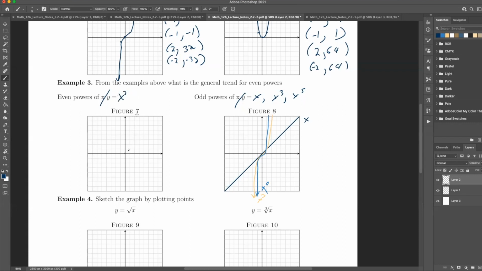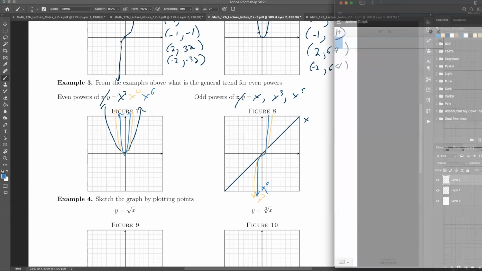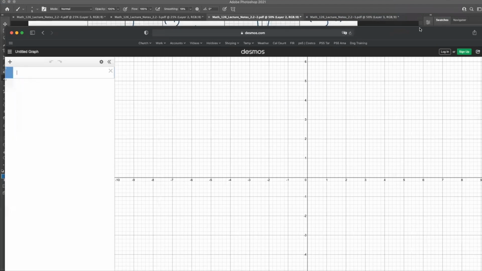So x squared looks vaguely like this. x to the 4th will be a little bit sharper. And then here, if I did x to the 6th, it's even sharper still. Okay, and I want to show this in Desmos, so kind of make some sort of sketch of this. But this is much easier seen in Desmos. So here, I'm going to display that for you.